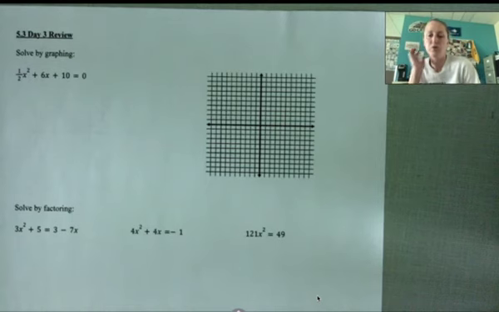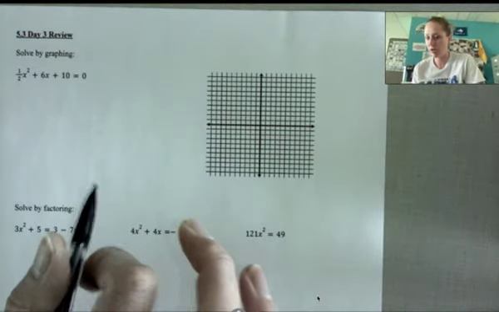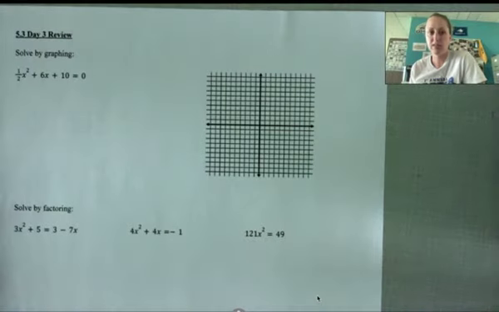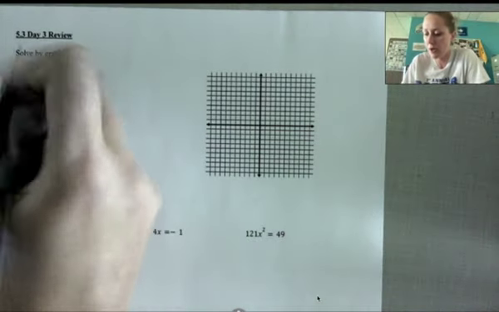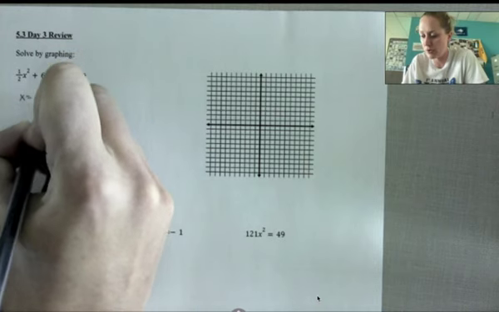Just a review of what we've learned in 5.3, solve by graphing and solve by factoring when it comes to quadratics. So we're just going to recap some of those skills we've learned already. So this one is asking me to solve by graphing. So I am going to find the vertex, so negative b over 2a.